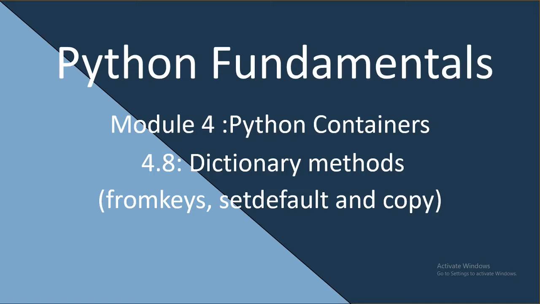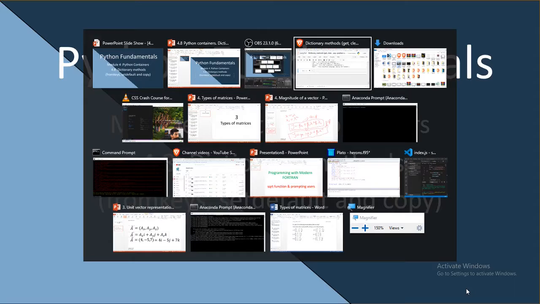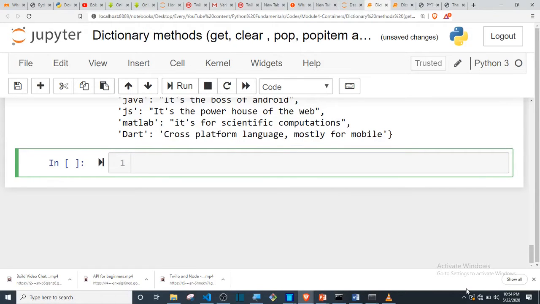This is the 8th video in this module, and in this video we are going to talk about some other methods we have for dictionary. It's more like a continuation of the last video, which was also on dictionary methods. So let's look at what we have today. We are going to be looking at the fromkeys method, the setdefault method, and also the copy method. But I think I'm going to leave the copy method as an assignment or exercise for you guys to work with. So this was what we did in the last video.